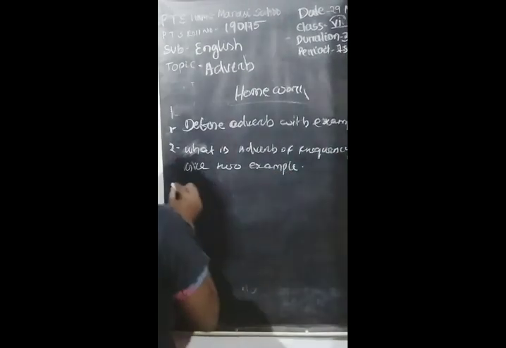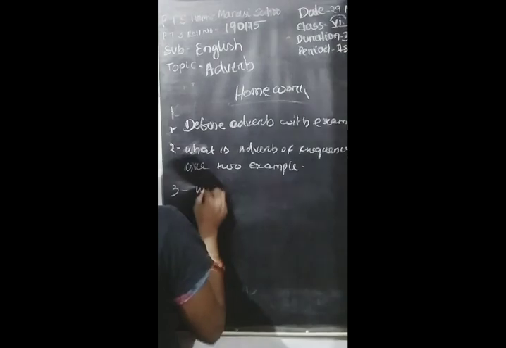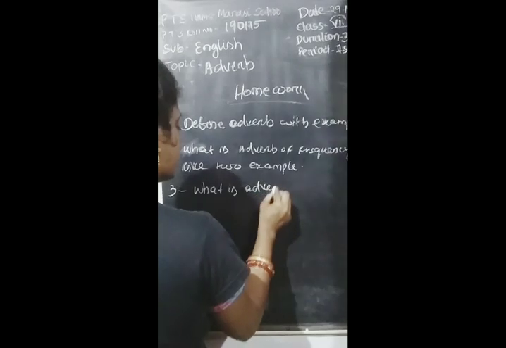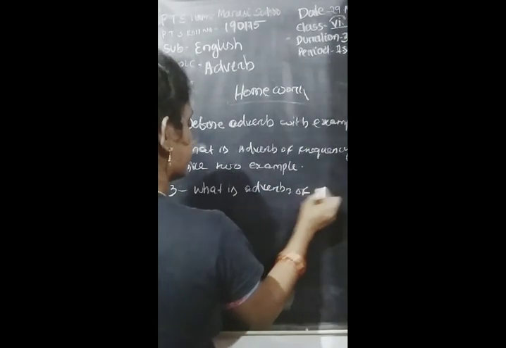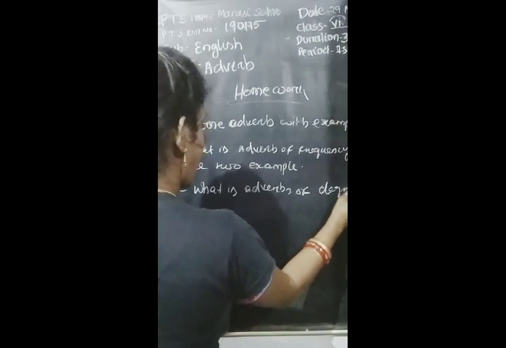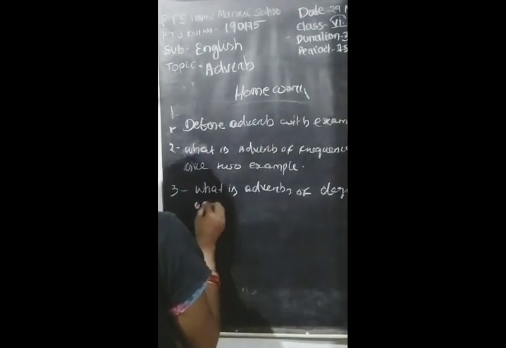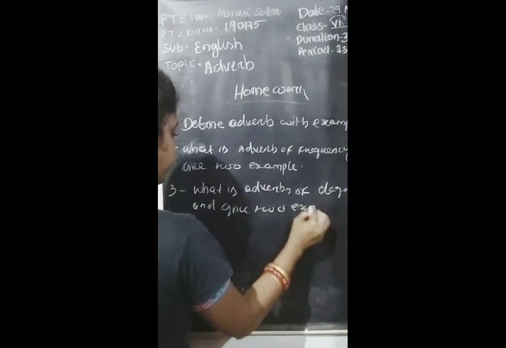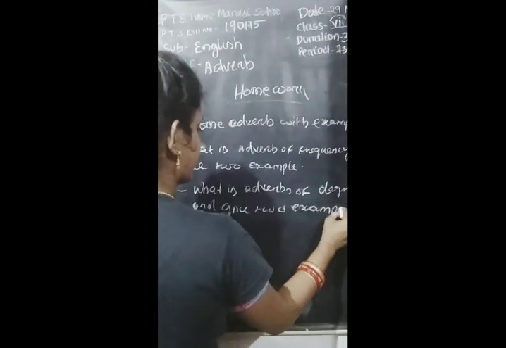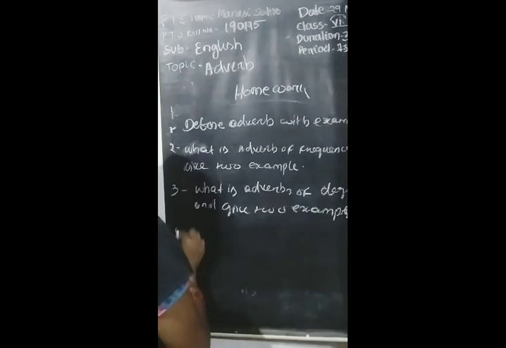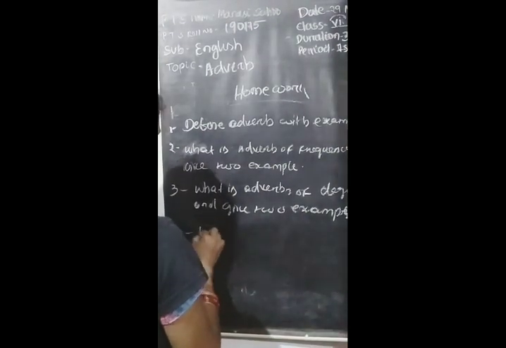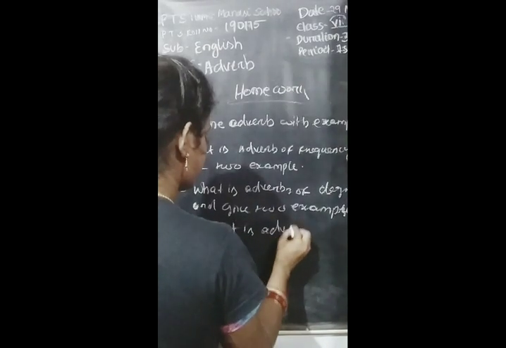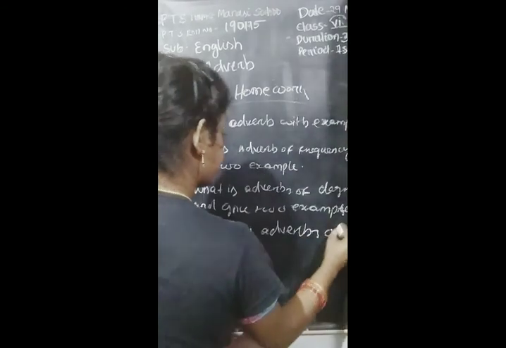Okay, and the third question is, what are adverbs of degree? Give 2 examples. Okay, and the fourth question is, what are adverbs of time?